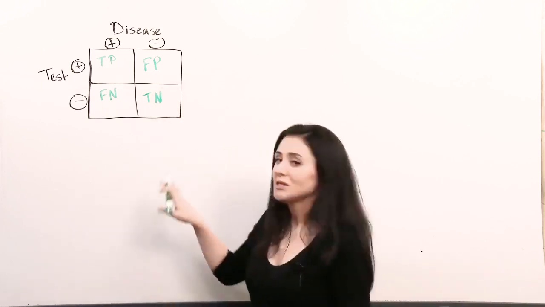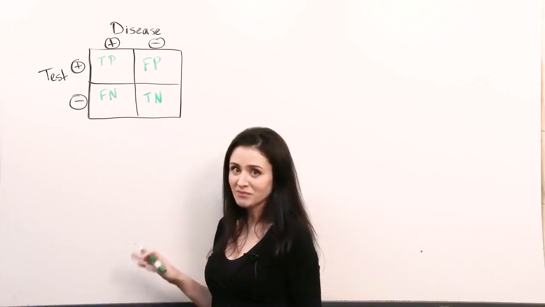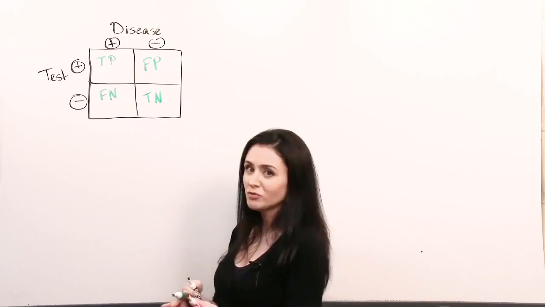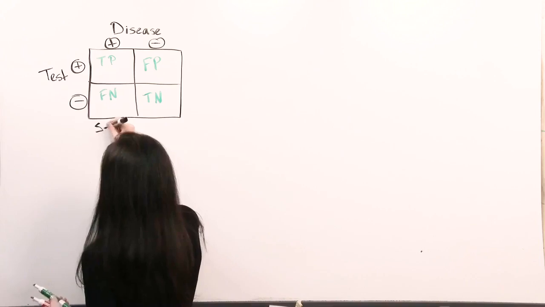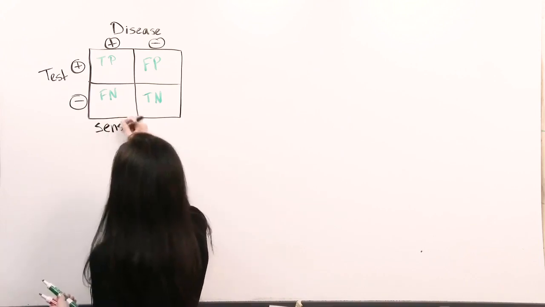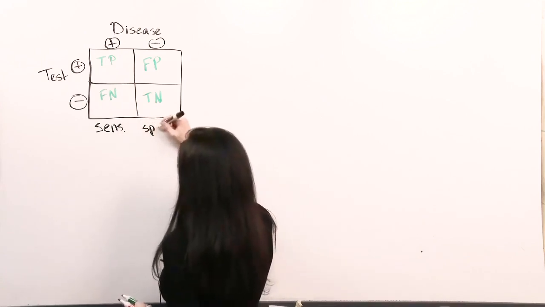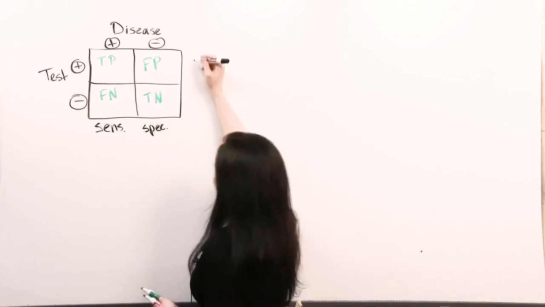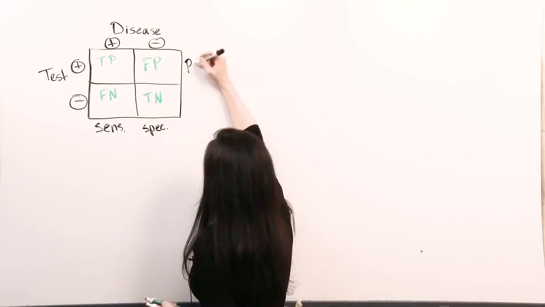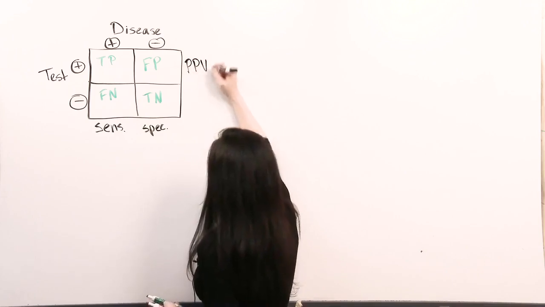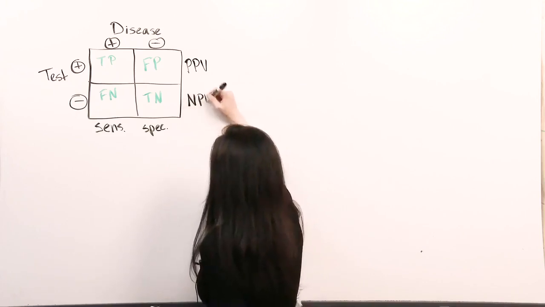All right, we're going to use these to calculate sensitivity, specificity, positive predictive value, and negative predictive value. Let me just write these down. I'm going to write sensitivity down here at the bottom of the positive disease column, specificity over here by negative disease. Positive test result gets positive predictive value, and negative test result gets negative predictive value.